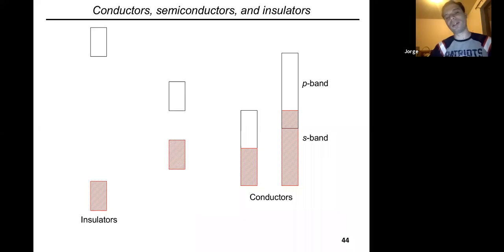What about if we have something like that? Completely full lower energy band, completely empty higher energy band. However, the gap is smaller than the first case, but higher than the second case. Is this material a conductor or an insulator?